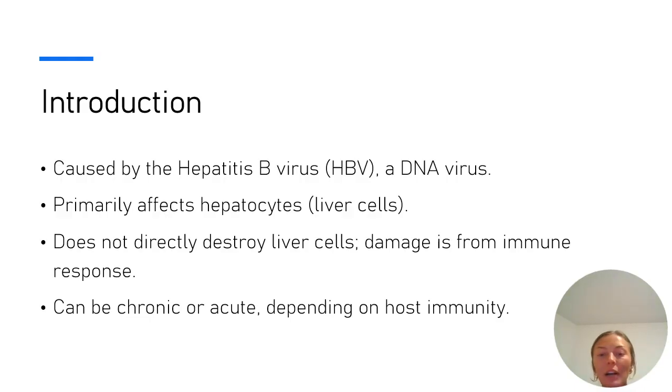So hepatitis B is a viral infection that is caused by the hepatitis B virus, or HBV, which is a DNA virus in the Hepadnaviridae family. It primarily infects the liver cells, and although the virus enters and replicates inside the hepatocytes, it doesn't directly destroy them. Instead, the liver damage happens because of the body's immune response. HBV is one of the leading causes of chronic liver disease worldwide. This includes cirrhosis and hepatocellular carcinoma. Depending on the immune response, the infection can either be acute or progress into chronic disease.